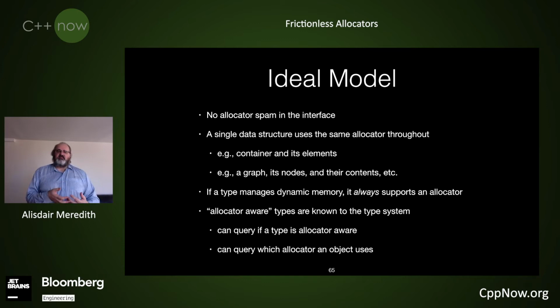The model becomes, if a type manages dynamic memory, we want it to always support an allocator. So if I'm going to have to do dynamic memory allocation management in my type, I want to make sure that it always uses this allocation system. So the easier we can make that, the better. Allocator aware types will instantly be known to the system. So I can query, is this type allocator aware? And I will have a consistent interface to say which allocator are you using, for a variety of reasons.